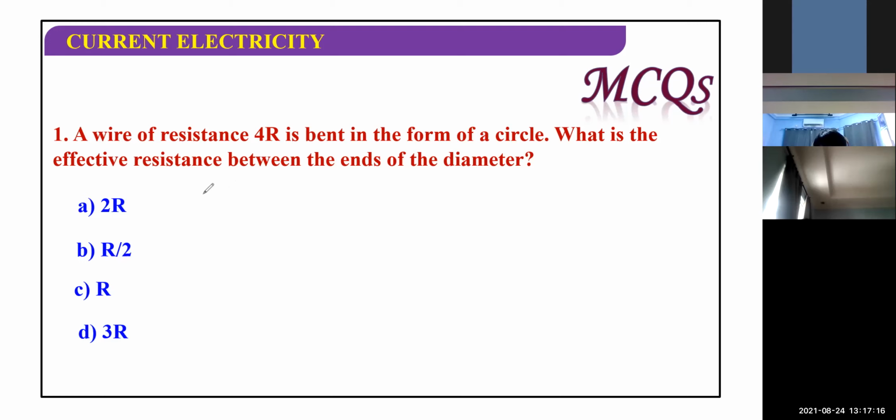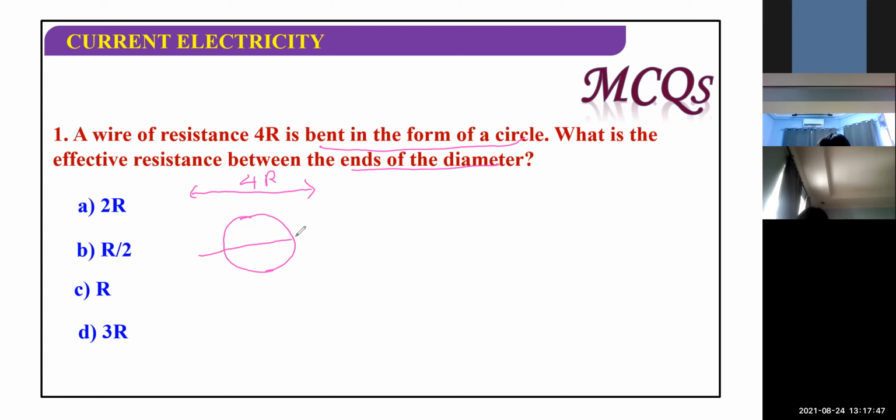It means you have a wire, suppose a long wire, having resistance 4R. In the second part, they said it is bent in the form of a circle. So the long wire is bent into the form of a circle. Still the resistance of this circle is 4R because we are using the same wire. Now you have to calculate the total resistance between the ends of the diameter. So I can draw the diameter, which can be drawn anywhere.